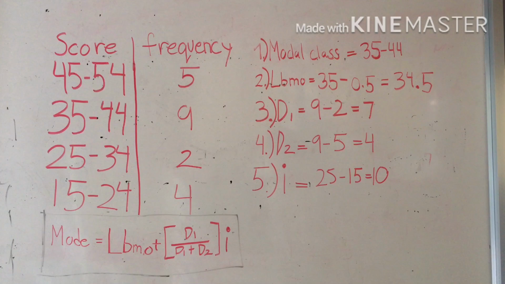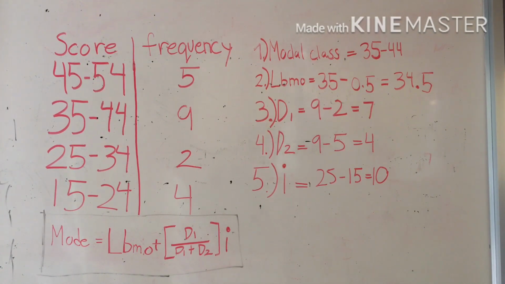Number 2, finding the lower boundary of the modal class. So in the modal class, we have lower limit 35 and upper limit 44. So to find the lower boundary of the modal class, lower limit minus 0.5 is equal to 34.5. So that is your lower boundary of the modal class.